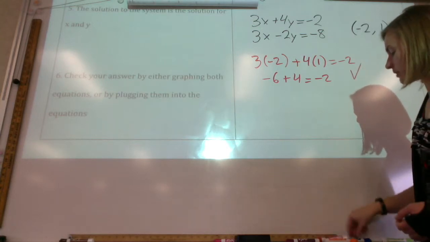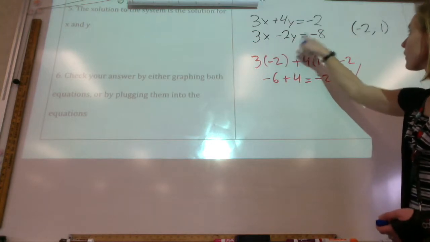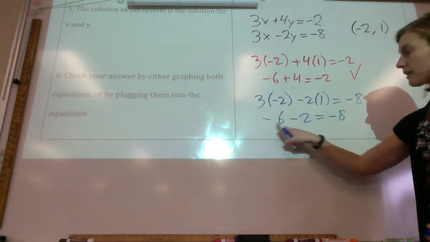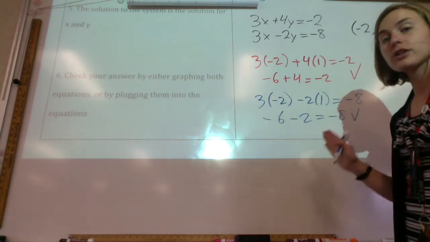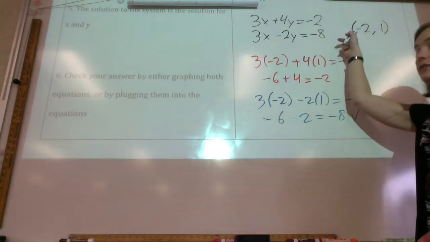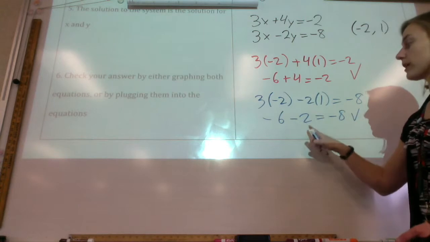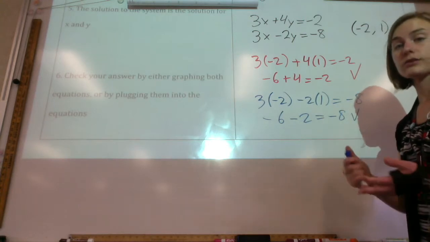Let's check the second equation. Again, wherever there's an x, I put negative 2, and wherever there's a y, I put 1. So does negative 6 minus 2 equal negative 8? Yes, it does. So we just checked our answer, that yes, it really is (-2, 1), by plugging them into both equations and showing that we get true statements. So those are solutions to both of those equations.